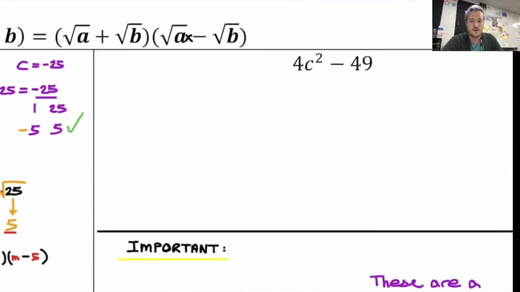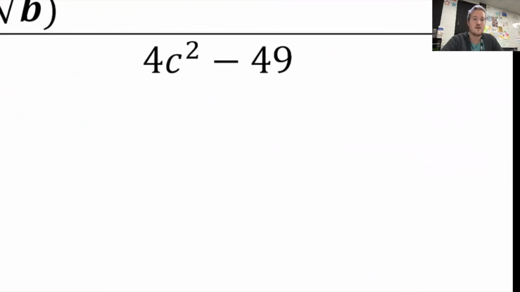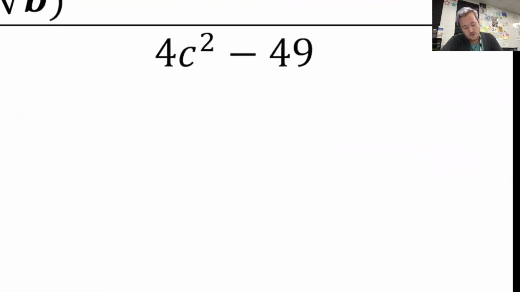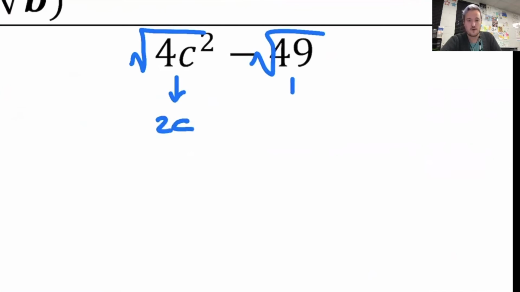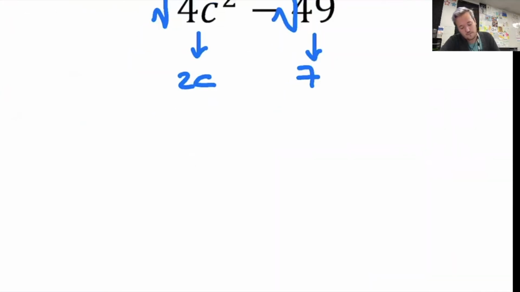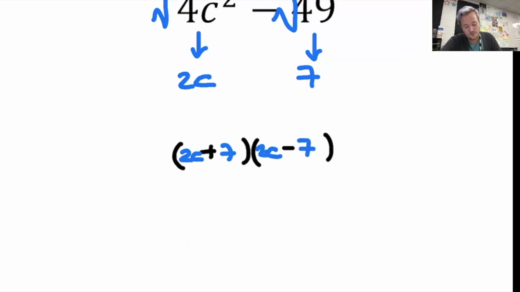So if I look over here at this next one, we have 4c squared minus 49. I'm going to do the trick for this one. All right, so let's say I take the square root of the first, square root of the last. Square root of 4c squared is 2c. Square root of 49 is going to be 7. All right, so remember, I want one binomial with addition and one with subtraction. And I'm just going to take those values and plug them in. So I'm going to have 2c plus 7 and 2c minus 7. And those are the two binomials.